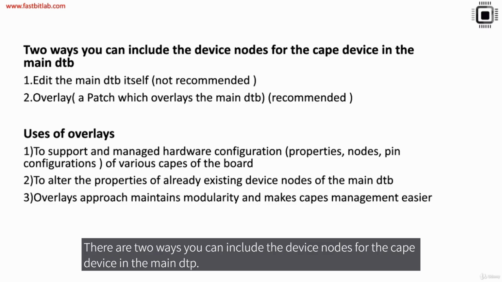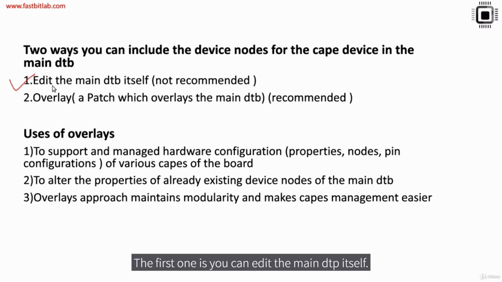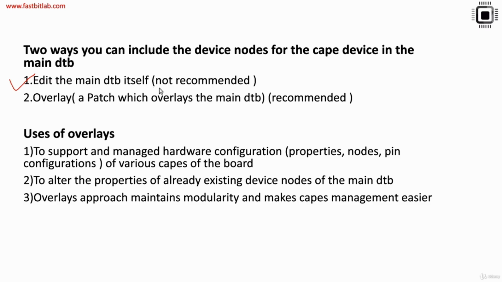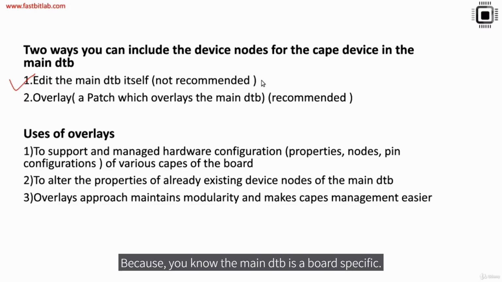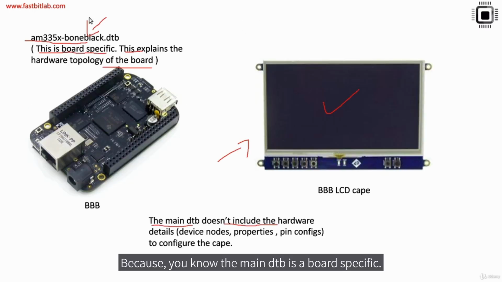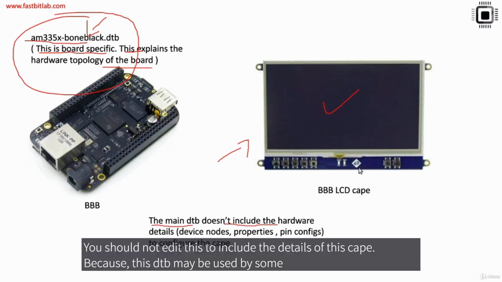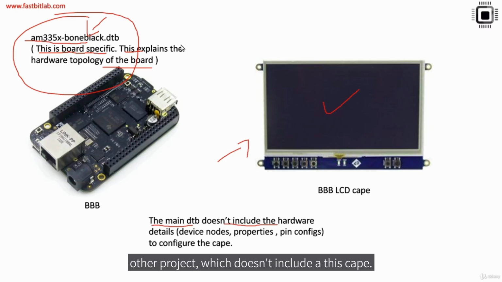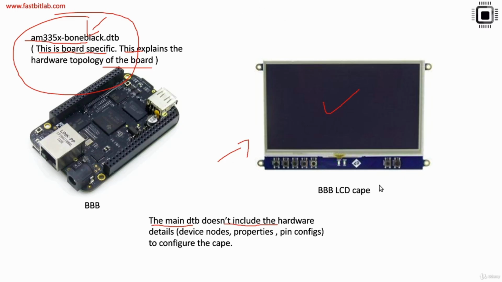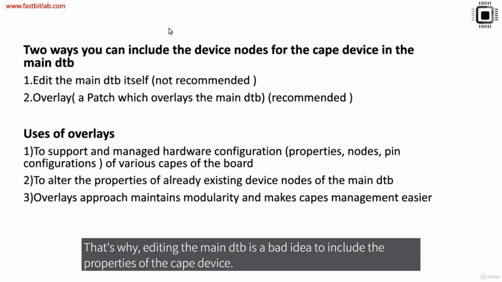There are two ways you can include the device nodes for the cape device in the main DTB. The first one is you can edit the main DTB itself. This is not recommended. Why? Because the main DTB is board specific. You should not edit this to include the details of this cape, because this DTB may be used by some other project which doesn't include this cape. That's why editing the main DTB is a bad idea to include the properties of the cape device.